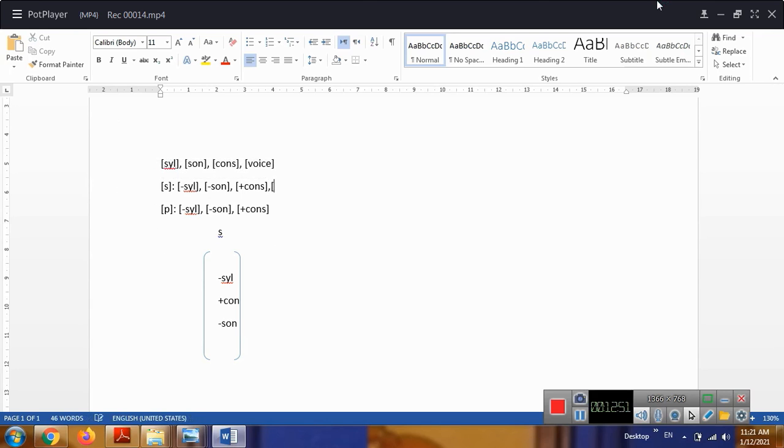For example, here we have minus voice because for the production of this fricative, we don't have any vibration in the vocal cords. Therefore, it is minus voice. And here, P again is minus voice, which is the voiceless counterpart of B, and this fricative is the voiceless counterpart of Z. Therefore, it is minus voice.